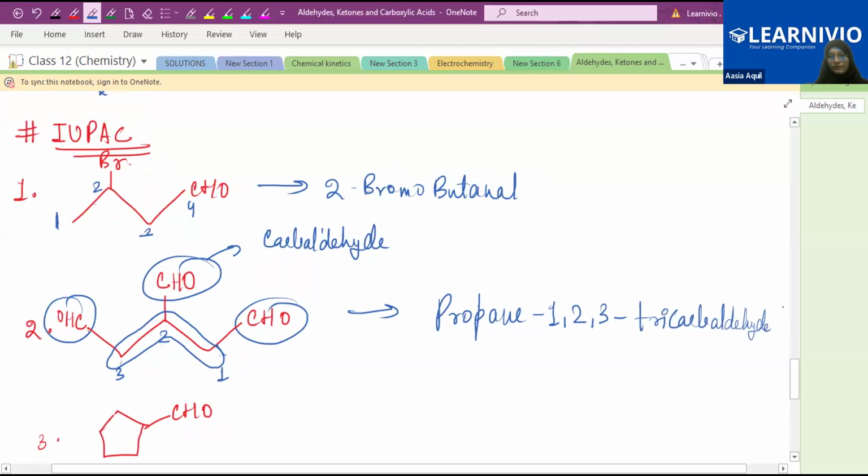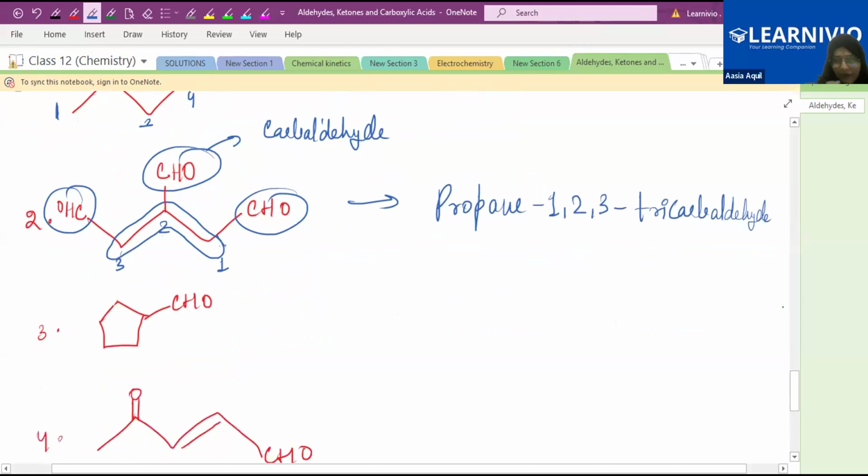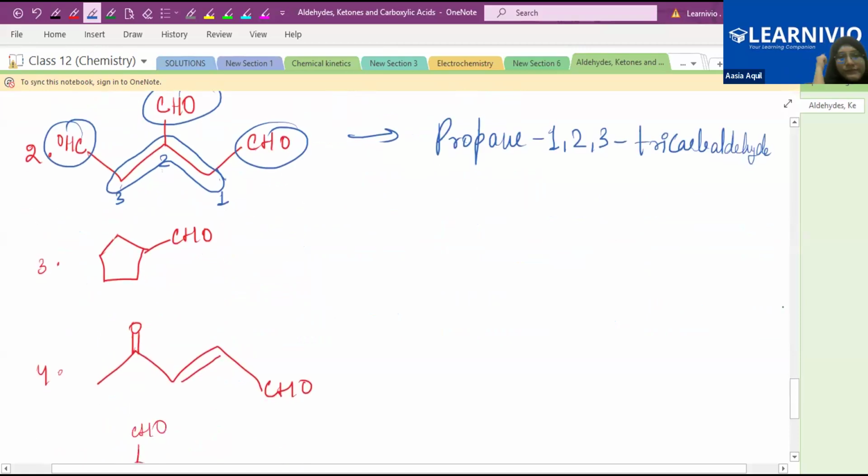Any doubt in this question? No, ma'am. So if you are treating the CHO group as a substituent, you will write carbaldehyde for that. And if you are including the carbon in a parent chain, then you will use the word al for the aldehyde, as a suffix. Now the next one. Okay, it's very easy. Do the third one.